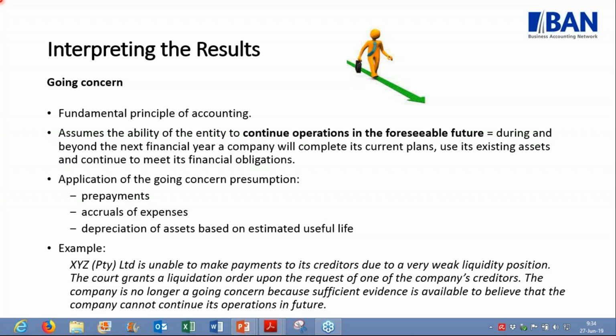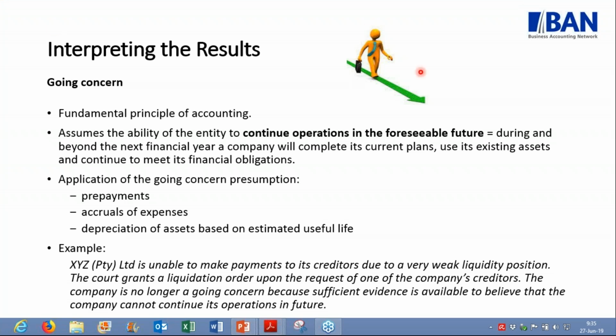In other words, they can't make payments. The court grants a liquidation order upon the request of one of the company's creditors. The company is therefore no longer a going concern because there is sufficient evidence, in other words, the court order, that is available to believe that that company cannot continue its operations in future. It will have to be liquidated because of that court order.